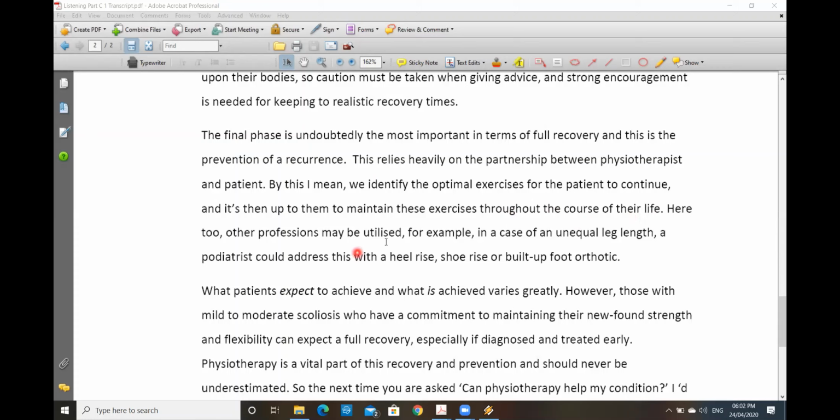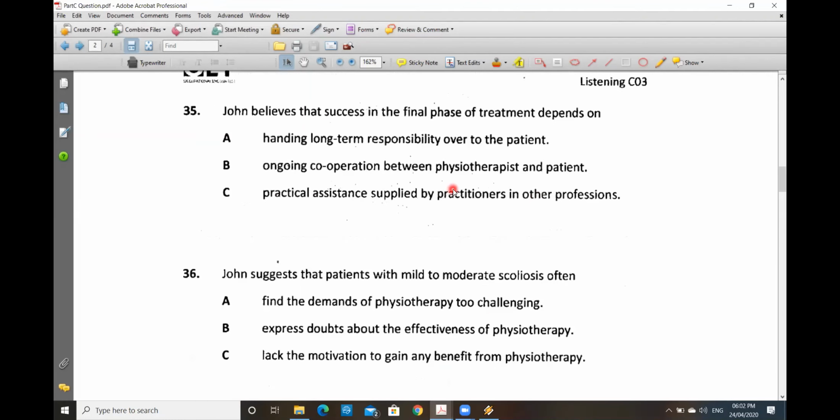And then again, as one supporting detail, they said may be utilized. So it is not that it is a very important part, or something on which the success depends. If it is needed, it is to be utilized. So both the answer choices B and C can be excluded, because the other professions' assistance is optional, may be required. It's not something that the success depends on. The question is asking what the success of the final phase depends on.